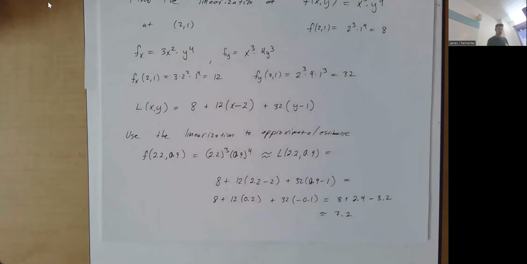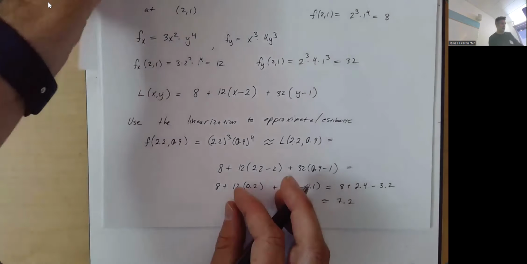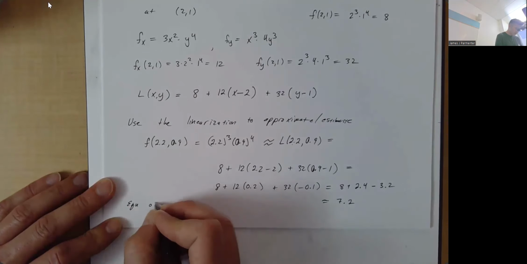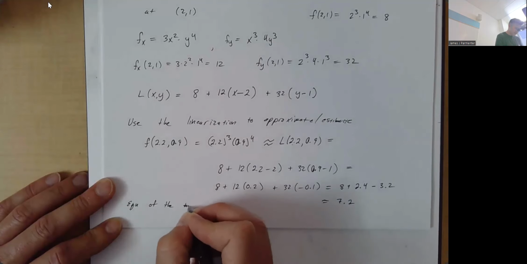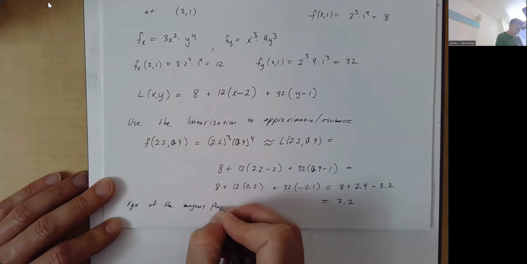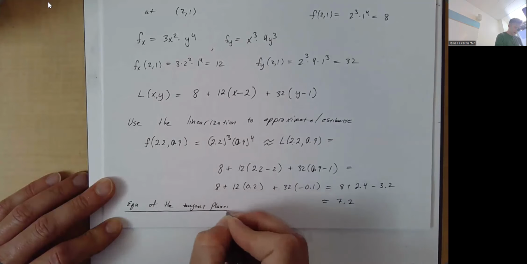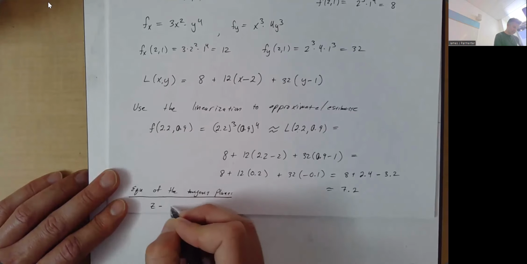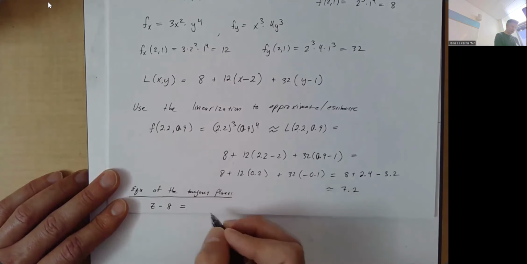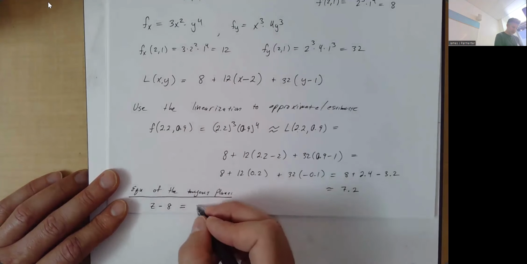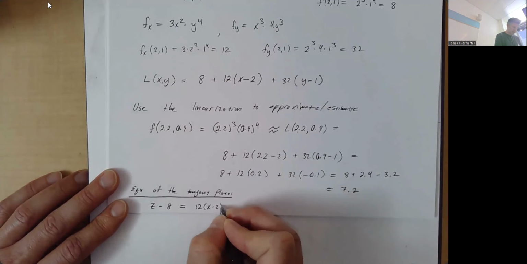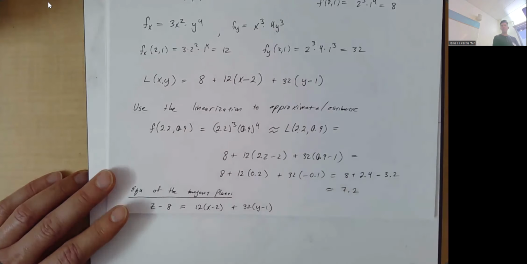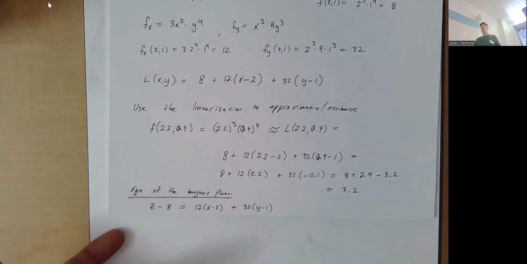I should mention that if someone instead said, take this whole thing and find the equation of the tangent plane, I would probably write it as z minus the z value equal to my slope in the x direction times x minus the x value plus my slope in the y direction times y minus the y value. I don't know why that's a standard way of doing it, but it's fairly standard.